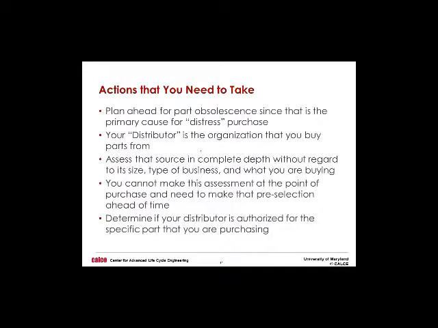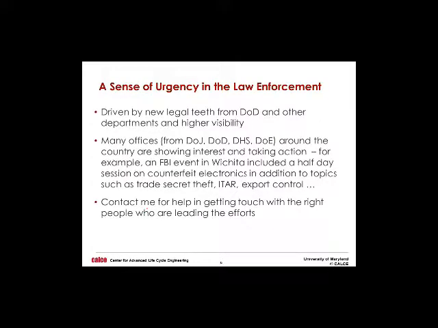Then it is generally not possible to make this full assessment at the point of purchase. You don't have the time. You have to make a decision in 7 days. So you have to make the pre-selection of who you are going to buy from ahead of time. That is, even if you are okay to buy from independent distributors and brokers, you have to assess them ahead of time. And finally, if you are sticking with buying from authorized distributors, you have to determine if the distributor is authorized for the specific part that you are purchasing.